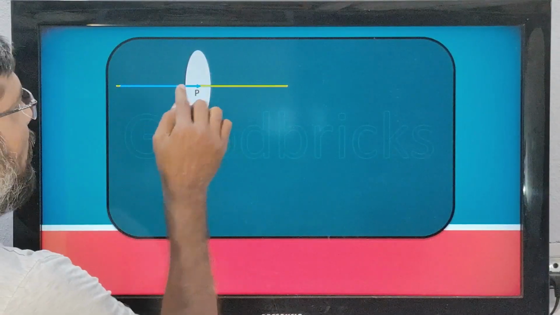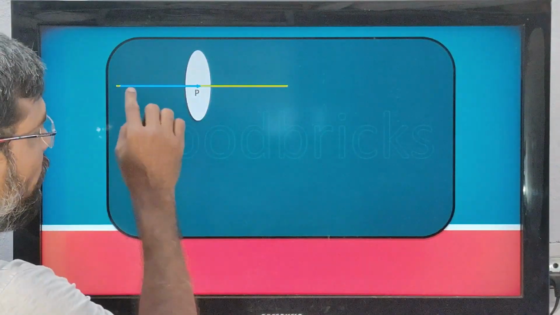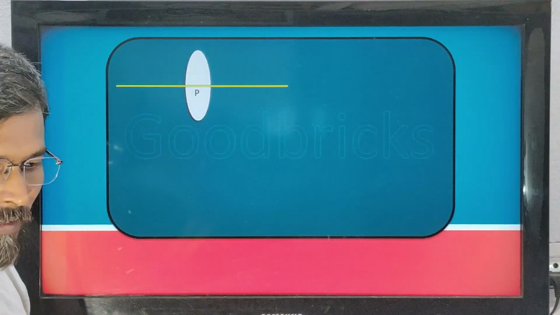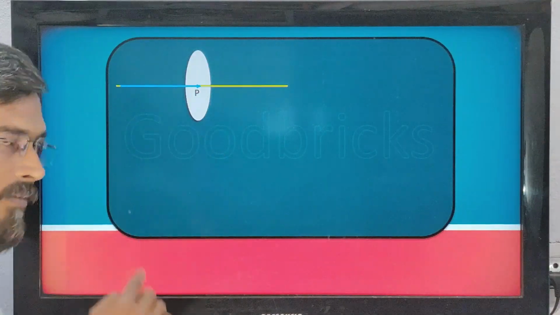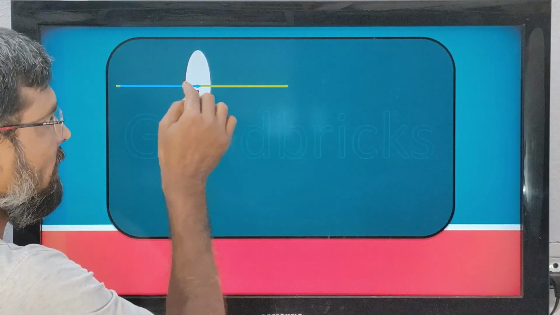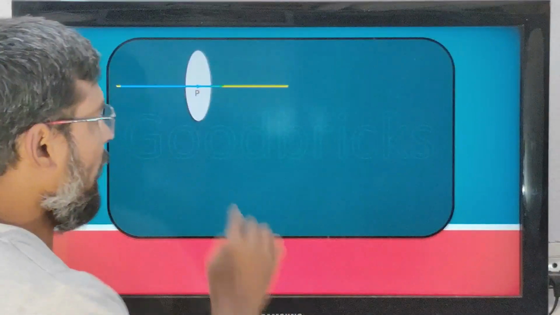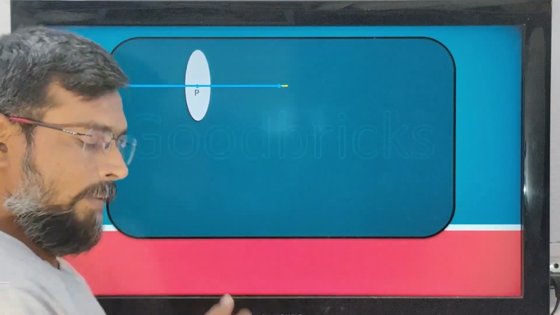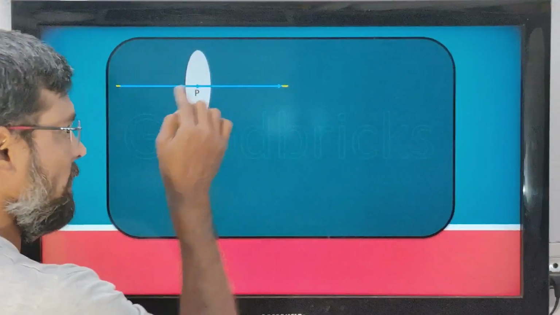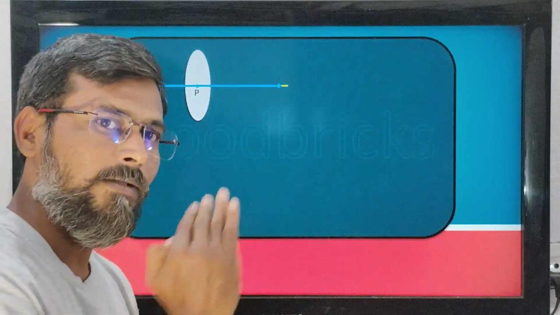Here the incident ray itself is passing through the principal axis. See clearly, the incident ray itself is passing through the principal axis and incident at the optic center. So what happens? Its refracted ray will also be passing through the principal axis. Actually here refraction does not happen because it goes in a straight path. When do we say refraction? When it is bending. But here after incidenting, it is not bending, it is going straight.